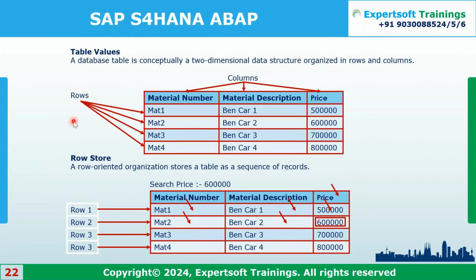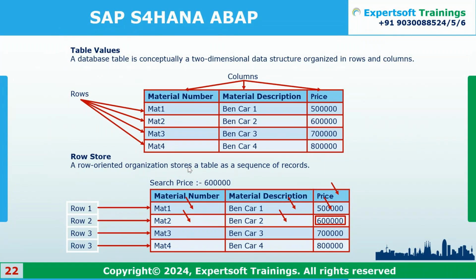So SAP used to provide only a row store provision. Okay. Whenever we have to read the record, we have to read the record sequentially. Row 1 has to be read, row 2 has to be read, row 3 has to be read, and row 4 has to be read. So it used to take a lot of time because we were reading sequentially. Okay. To remove this, they have come with another approach, that is column storage.